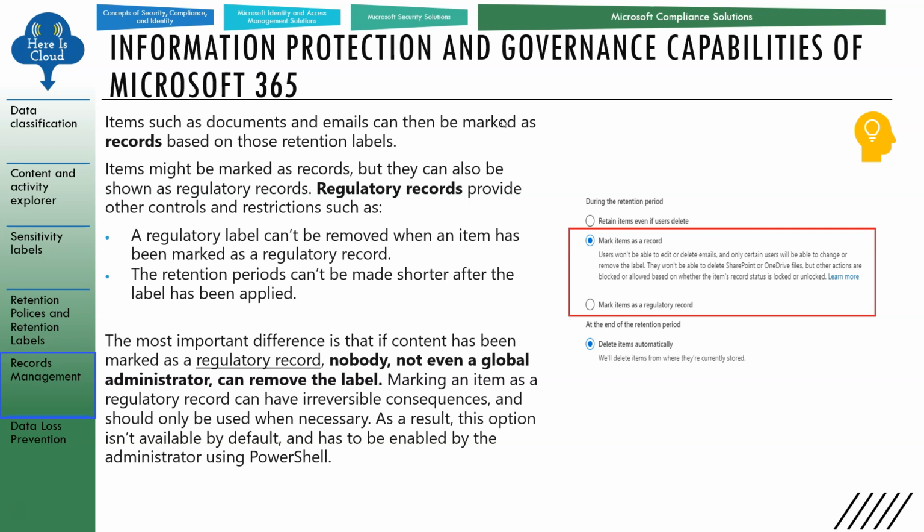So what is a regulatory record? A regulatory record provides other controls and restrictions, such as that the retention label cannot be removed when an item has been marked as a regulatory record.